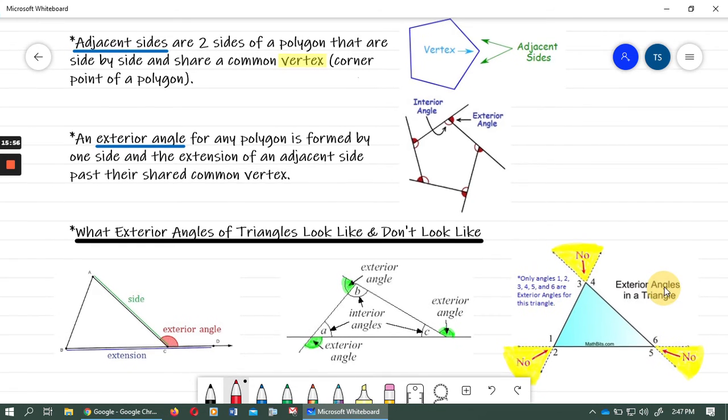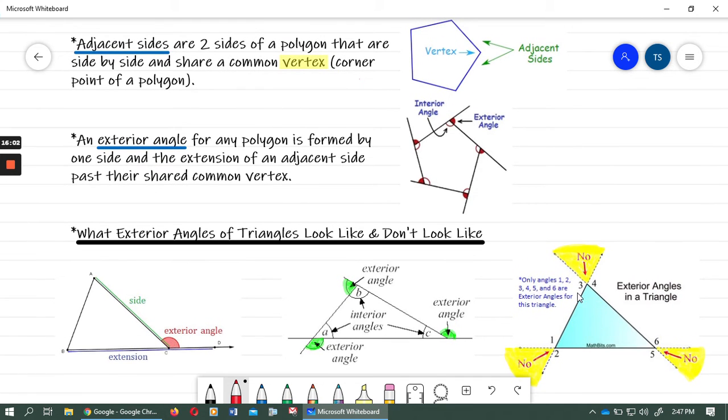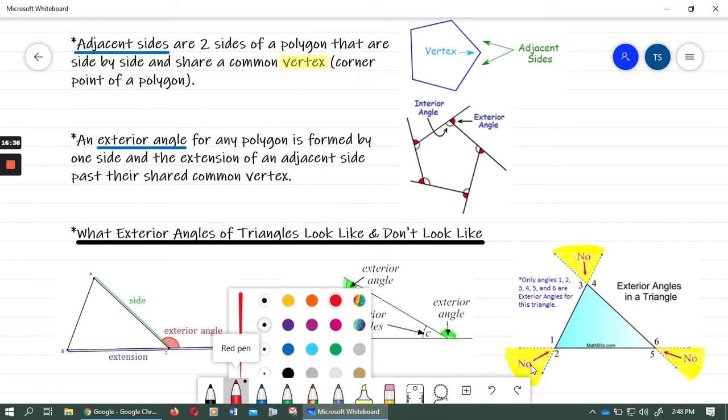And guys, in this triangle on the right side, only those 6 angles that I just listed, angle 1, angle 2, angle 3, angle 4, angle 5, angle 6, only those angles are exterior angles. These angles that I have highlighted here in yellow that say no, those 3 angles are not exterior angles for this triangle. Okay, folks? Again, I'm trying to show you what exterior angles look like and what exterior angles don't look like.